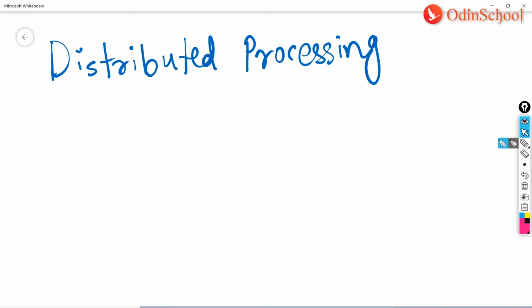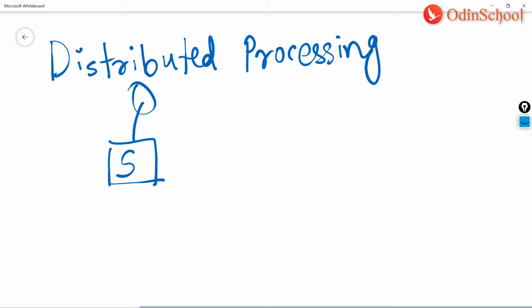In centralized processing, guys, what is happening? Let us say there is a single server. Let us say this is a single server, and your clients are connected to this particular server. These are nothing but your clients.